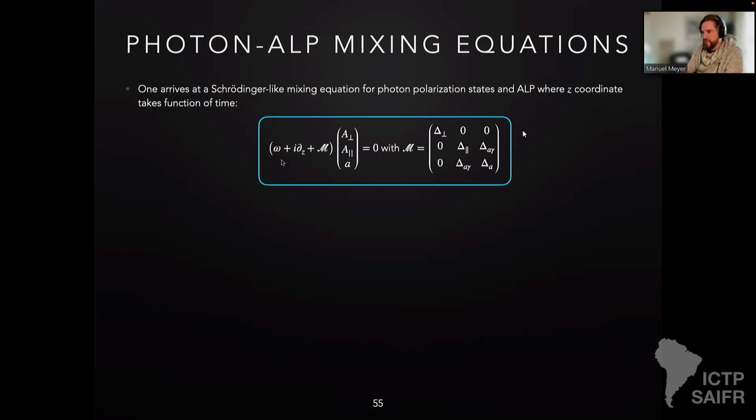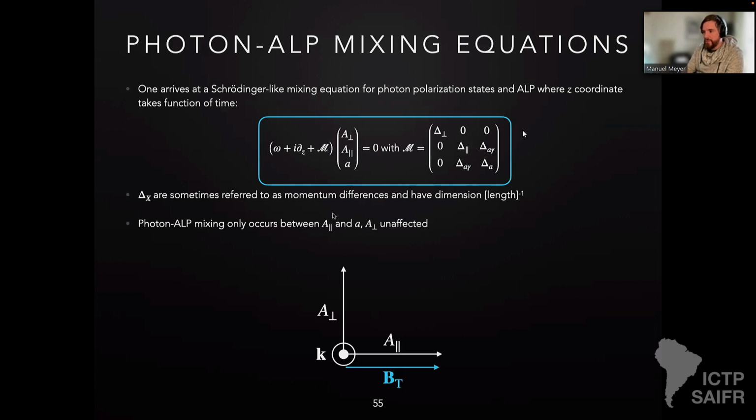So you have here the energy of the axion, and the derivative with respect to the z direction. In the Schrödinger equation, that would be the direction of time. And then you have a mixing matrix here, and then your different field components. So you have two photon polarization states and the scalar axion field. And this mixing matrix is given by this thing here. These delta terms are sometimes referred to as momentum differences, and they have the dimension length to the power of -1.